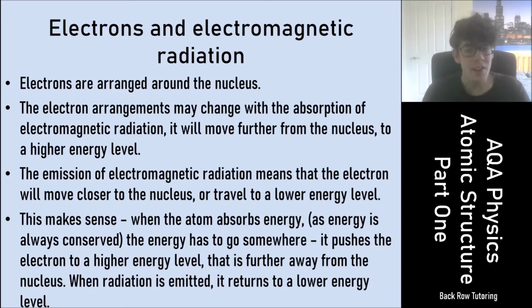The emission of electromagnetic radiation means that the electron will move closer to the nucleus, or it will travel to a lower energy level. So if you have an electron moving towards the centre of that atom, it actually may emit electromagnetic radiation. So when the electron moves towards the nucleus, it emits electromagnetic radiation. But if it moves away from the nucleus, it might have absorbed some electromagnetic radiation.